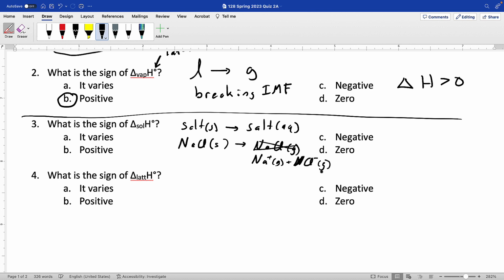And you might recognize this reaction. This reaction is the process that has the enthalpy that we call the lattice enthalpy. Okay, that's got a positive number, right? Because we're breaking ion-ion interactions.